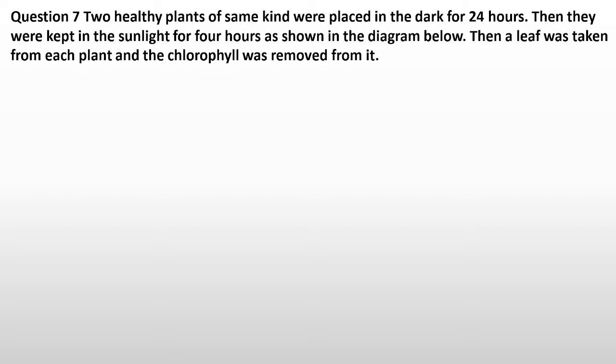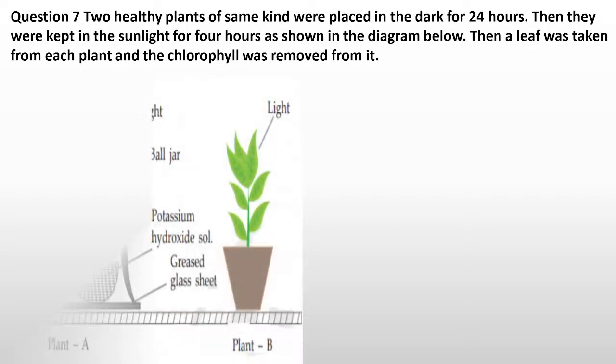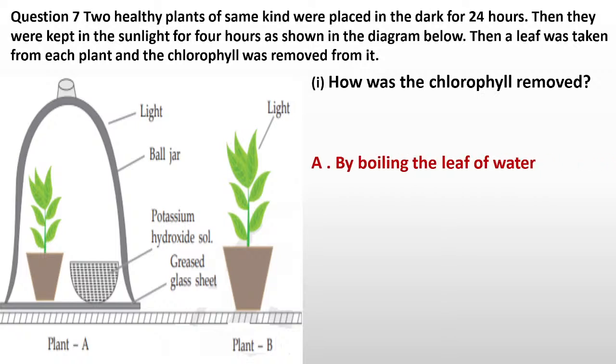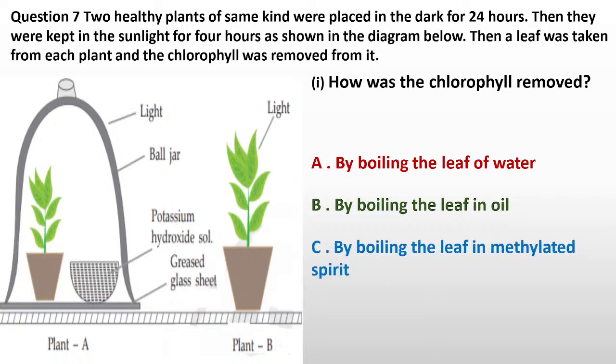Question number 7. Two healthy plants of same kind were placed in the dark for 24 hours. Then they were kept in the sunlight for 4 hours as shown in the diagram below. Then a leaf was taken from each plant and the chlorophyll was removed from it. First sub-question, how was the chlorophyll removed? A. By boiling the leaf in water. B. By boiling the leaf in oil. C. By boiling the leaf in methylated spirit. D. By boiling the leaf in milk.